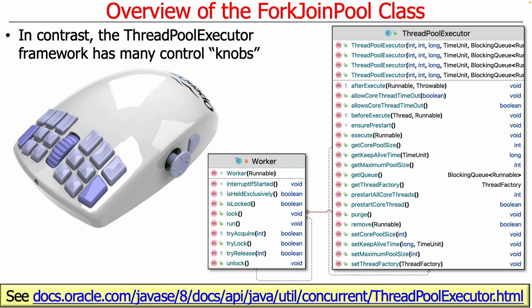In contrast, the ThreadPoolExecutor framework, which is what's provided by earlier versions of Java to support different kinds of thread pools, has lots of control knobs. So in addition to all those methods that we just saw that have to do with things like executing stuff and invoking stuff, there's all these other methods here. This is just a subset of them, in fact, that control various things.